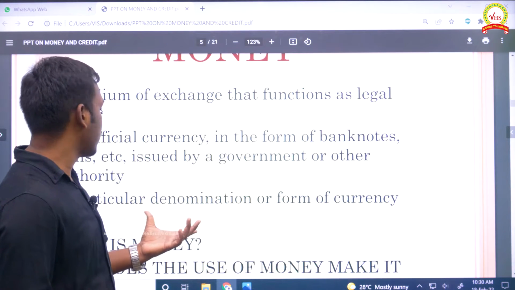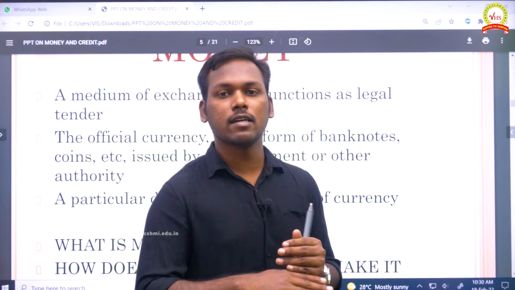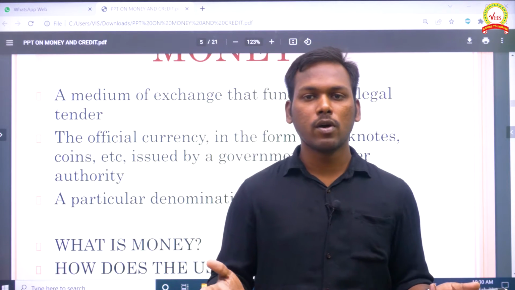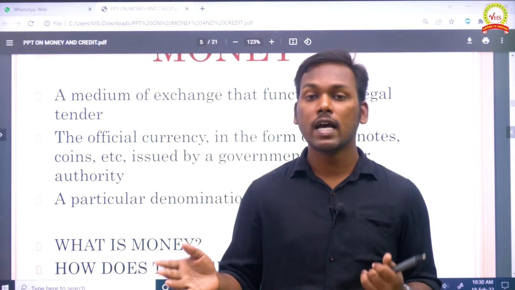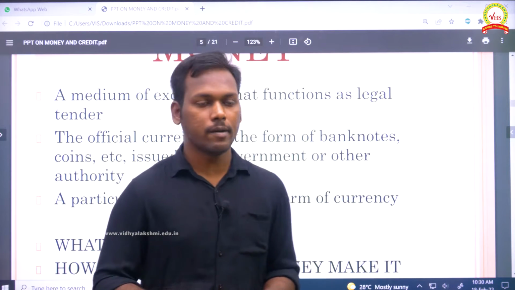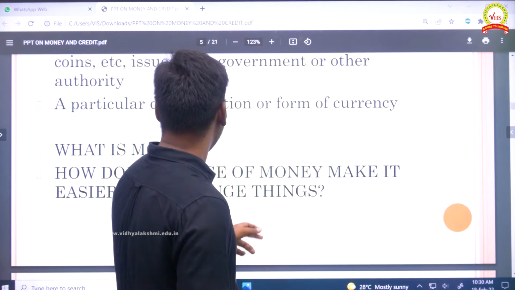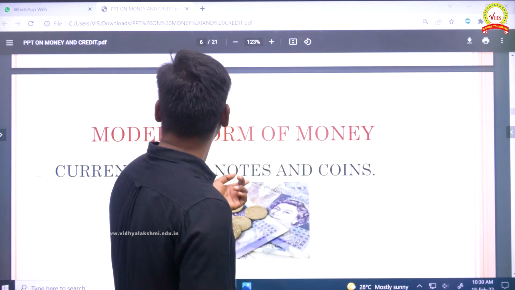And the thing is, a particular denomination or form of currency. So here money is acting as a medium of exchange nowadays because it eliminates the double coincidence of wants, and at the same time it is accepted by the Government of India. Understand? And the other thing, what is money? How does the use of money make it easier?